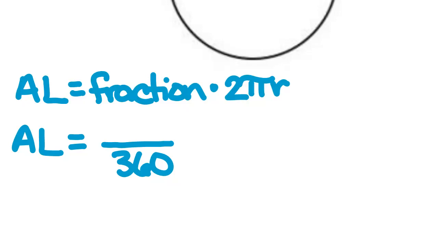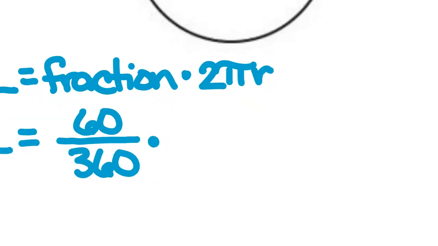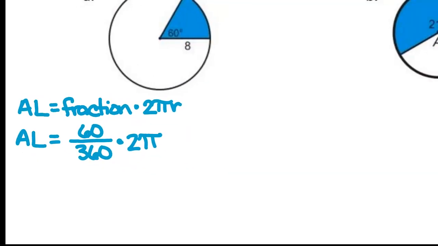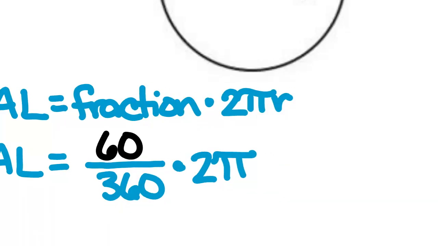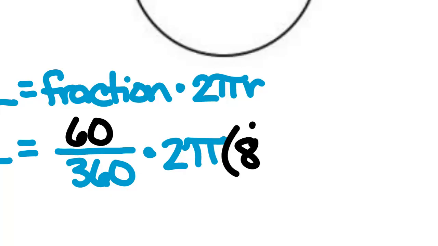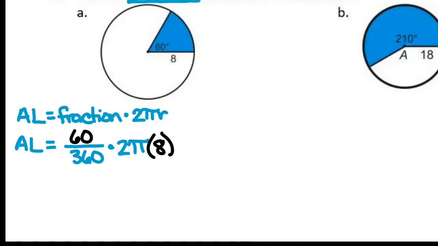How big is that angle? 60 degrees. So 60 over 360 times 2 pi times our radius. How big is our radius? 8. So 60 over 360 times 2 pi times 8 for our arc length.